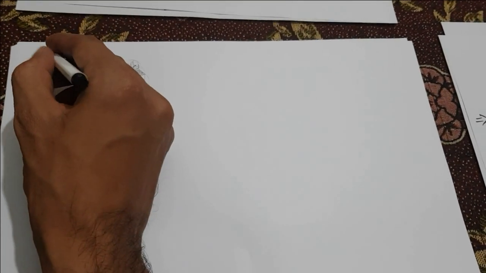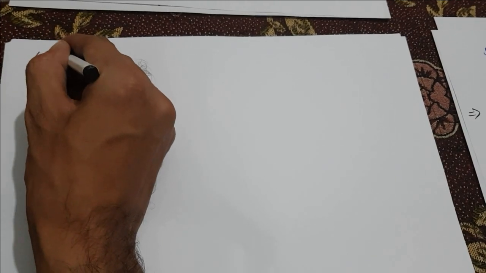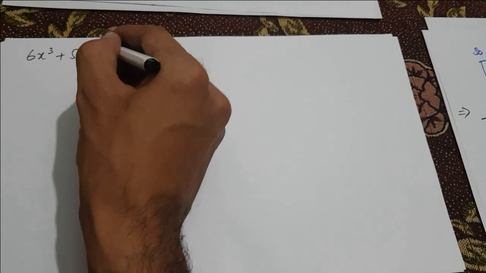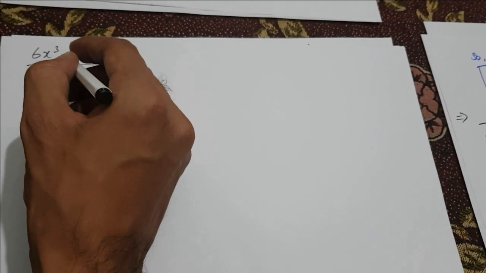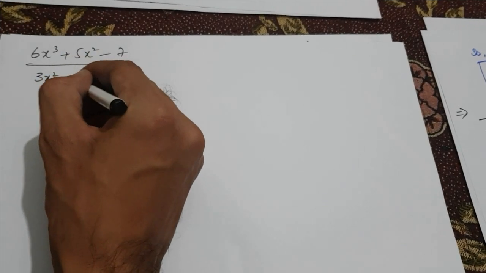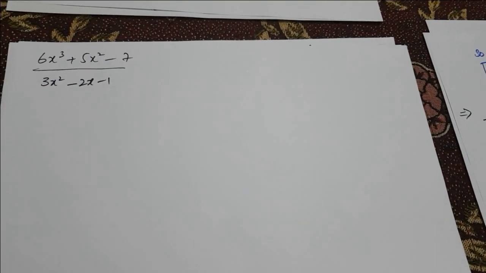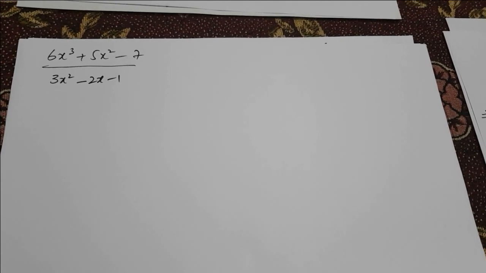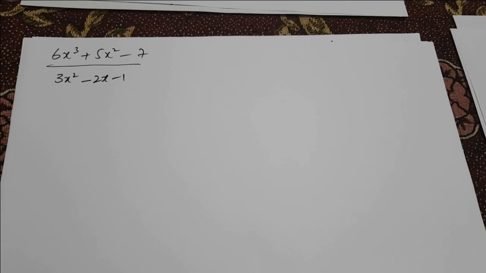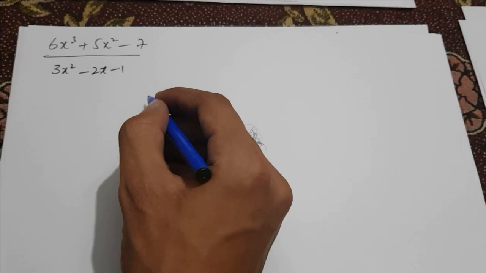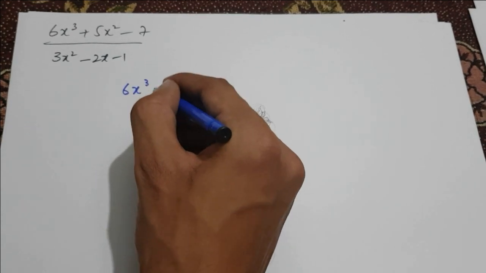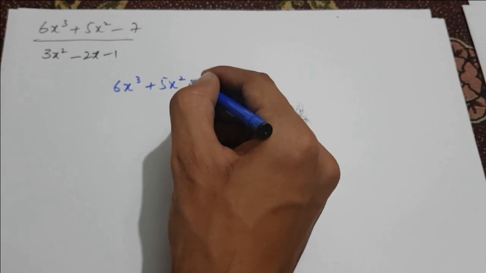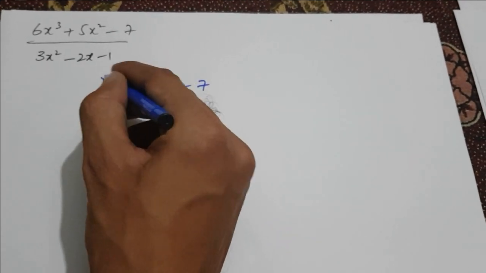So what do we do here? Let's say we have an example, 6x cubed plus 5x squared minus 7 over 3x squared minus 2x minus 1. The degree of the numerator is greater than the degree of the denominator. First of all, we convert it into a proper fraction, that is, we divide the numerator by the denominator.